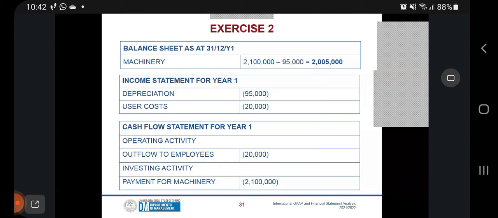When considering the income statement for the first year, the depreciation charge is equal to 95,000. It is a cost, and then training costs for employees, again in the income statement, 20,000. In the cash flow statement, again, outflows to the employees, 20,000, operating activity, while the new investment has to be recognized in investing activity, payment for machinery, 2.1 million.